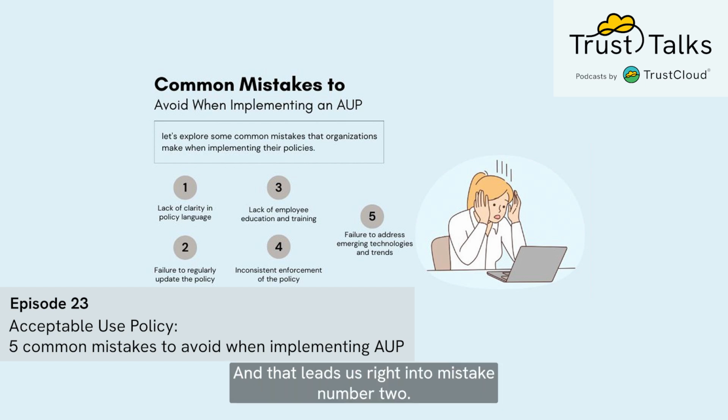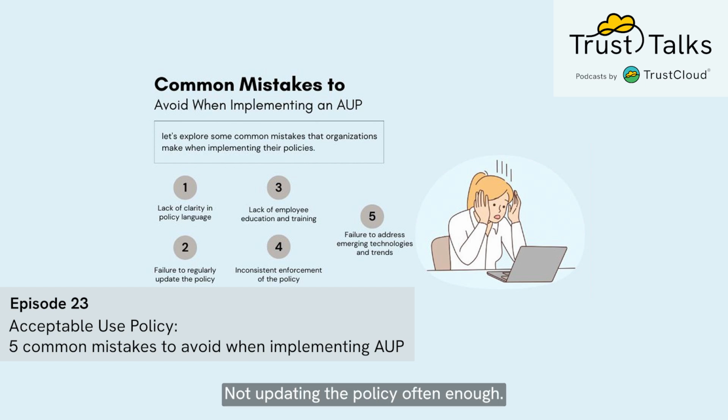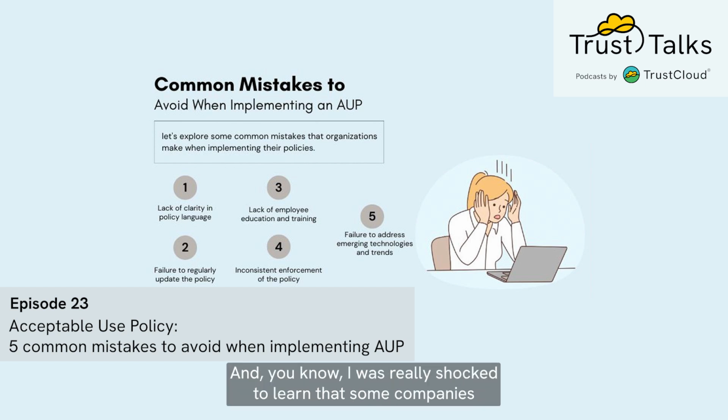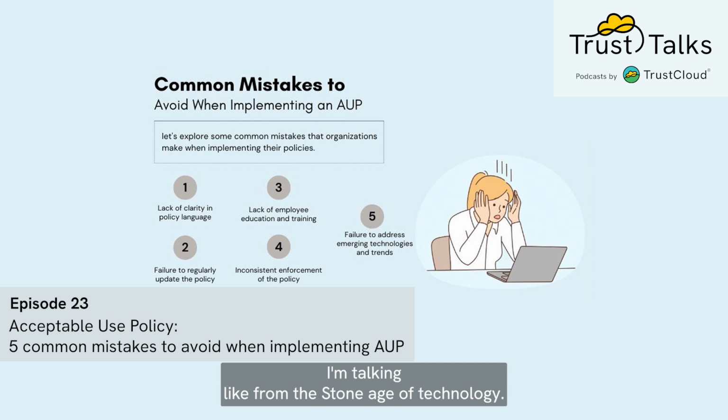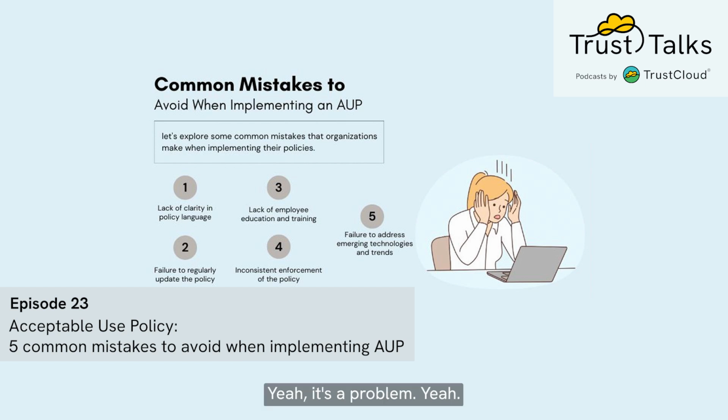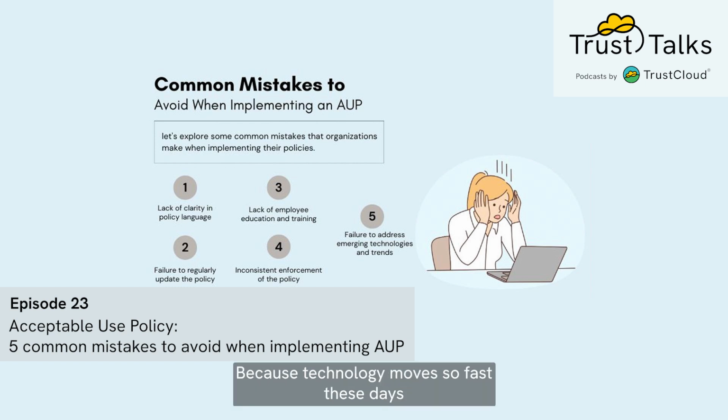Right. And that leads us right into mistake number 2, not updating the policy often enough. I was really shocked to learn that some companies are still using policies that are ancient. I'm talking from the Stone Age of technology. Yeah, it's a problem, because technology moves so fast these days that if you're not keeping your policies up to date, you're really leaving yourself open to all sorts of risks.